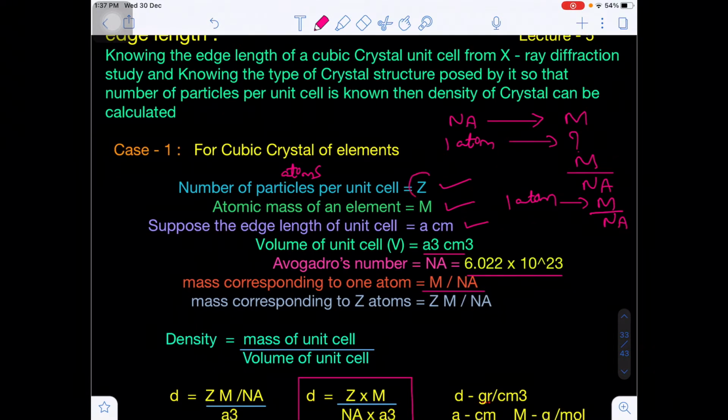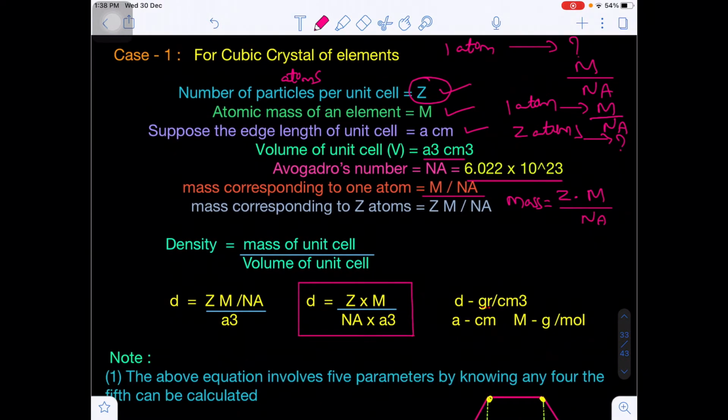So how many atoms will be present in one unit cell? Let's suppose Z atoms. How much mass will correspond to Z atoms? Z into molar mass divided by the Avogadro constant. This is the mass of the Z atoms. So this is the mass corresponding to Z atoms: Z into molar mass divided by the Avogadro constant.